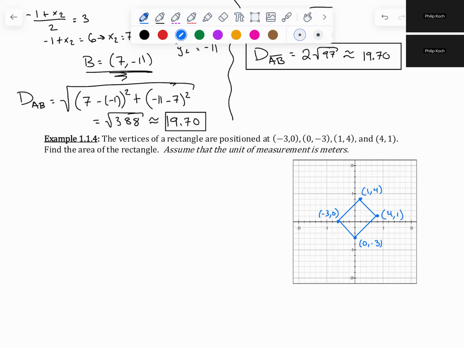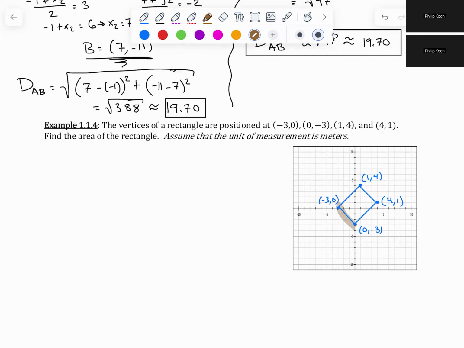You can do this in a million different ways. You could find this distance here and this distance here, or you could do this distance and this distance. There's four different ways, so it doesn't really matter which one you do. I'm going to use these two here. I'm going to do this one and this one. So I'll call this L and this W.